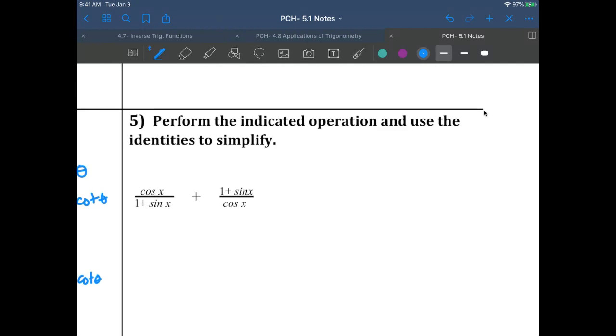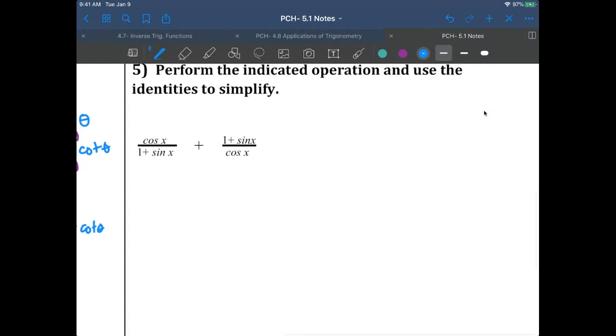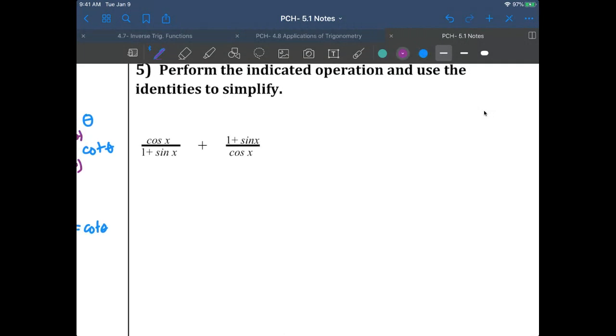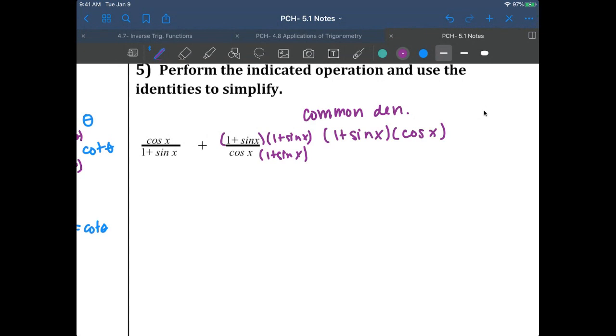All right, next up. It says, perform the indicated operations and use identities to simplify. So I want to add these fractions. How do we add fractions? We need a common denominator. So our common denominator would be 1 plus sine x times cosine x. So I need to multiply this fraction by 1 plus sine x in the numerator and in the denominator. The first fraction, we are missing a cosine x in the denominator. So let's go ahead and multiply that.